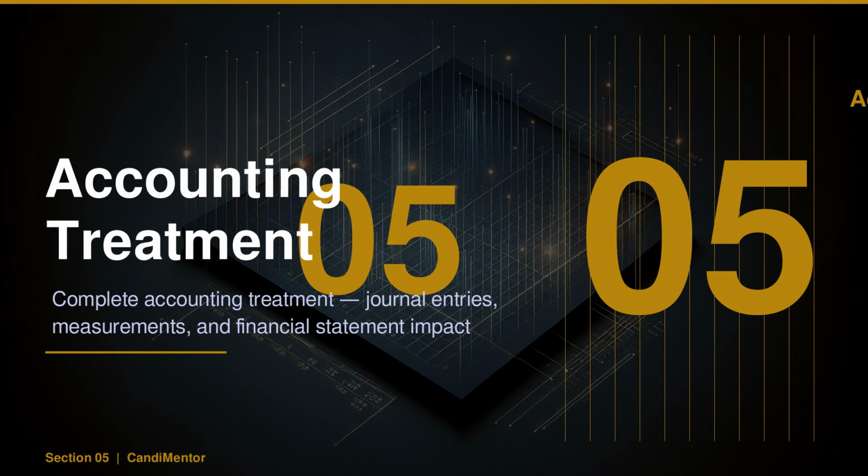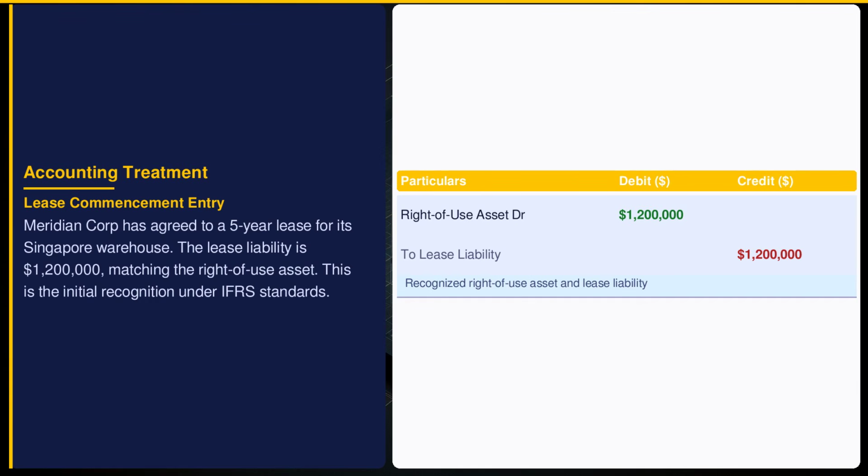Meridian Corporation, a global manufacturing company, signs a 5-year operating lease for its Singapore warehouse. Watch how every accounting event plays out. Accounting for leases under International Financial Reporting Standards requires recognizing a right-of-use asset and a corresponding lease liability at the lease's inception. For Meridian Corporation, this means recording the $1,200,000 lease as both an asset and liability, reflecting the economic reality that the company now controls the asset in exchange for future payments.